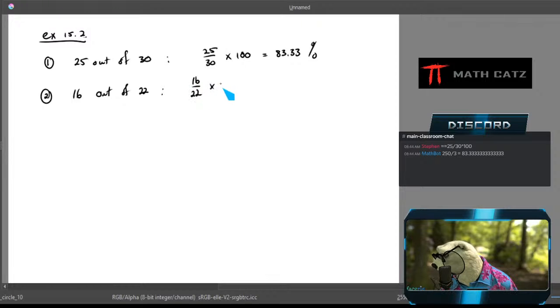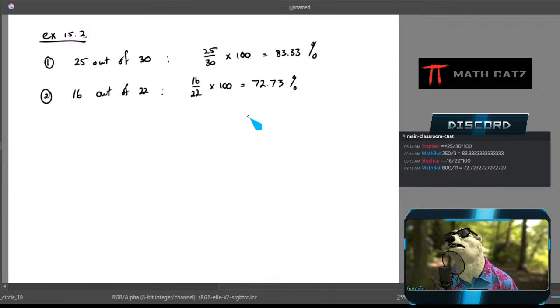16 over 22 times 100. I don't know what that is. That's why we have calculators. 16 over 22 times 100 to know precisely 72.73%. I just round automatically because it's my final answer. I'm not using it in any future calculations, so it's perfectly safe to do the rounding. So 72 is not bad.